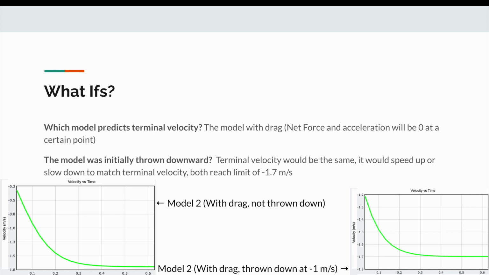What if the model was initially thrown downwards? Well, the terminal velocity would be the same. It would speed up or slow down to match the terminal velocity, and it would basically reach a limit.